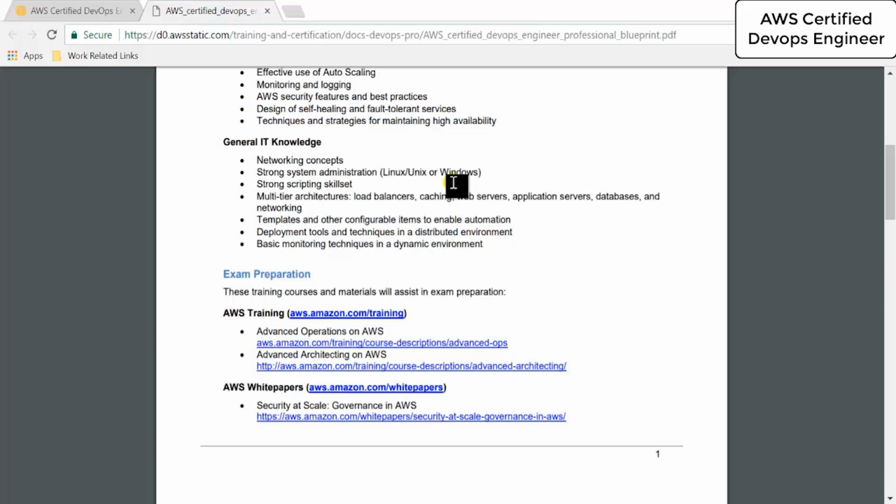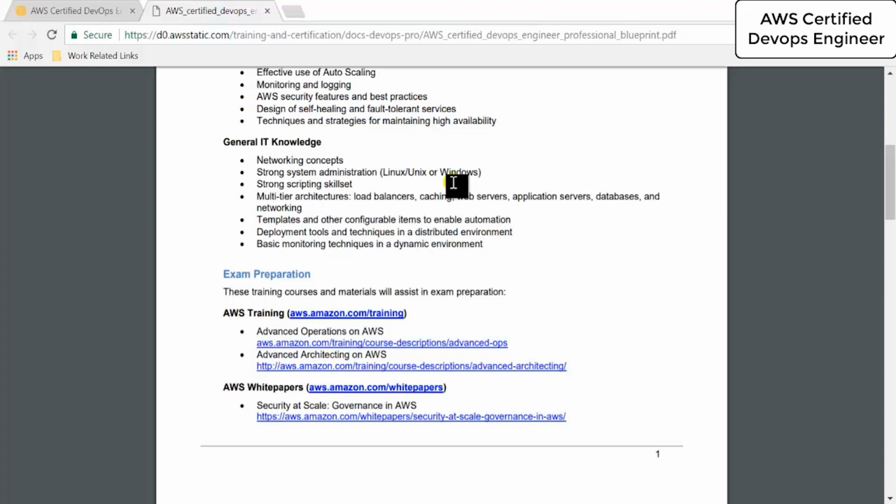And these are the basic prerequisites which need to be there for learning the DevOps culture. Apart from that, the DevOps engineer should have some general IT knowledge. He should know networking concepts, strong system administration, either Linux, Unix, or Windows, a strong scripting skill set, multi-tier architectures. He should know load balancers, caching, web servers, application servers, databases, and networking, templates and other configurable items to enable automation.